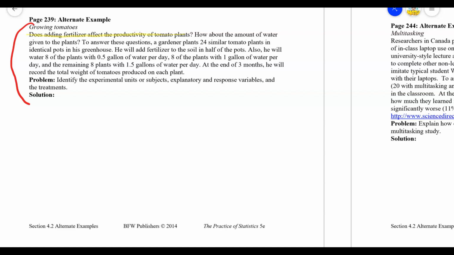So, identify the experimental units or subjects. So again, remember, what is the smallest unit that we are applying a treatment to? Okay, so hopefully we said the experimental units or subjects are the individual tomato plants, right? Each one of those plants is going to receive a treatment, okay? Looks like we have 24 of them, right?